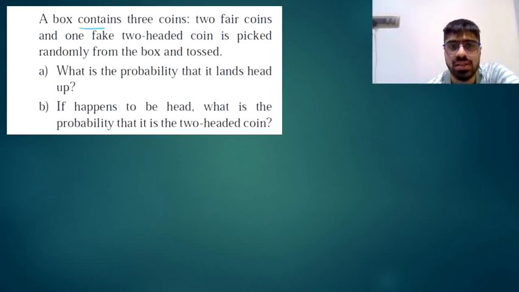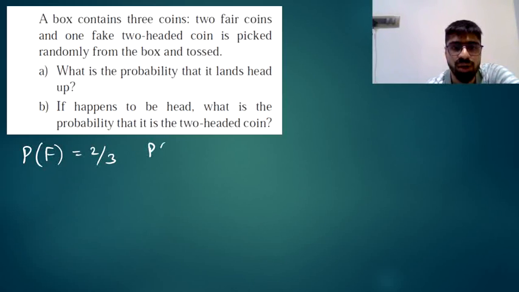A box contains 3 coins, 2 fair coins and 1 fake 2-headed coin is picked up randomly from the box and you are tossing it. What is the probability that it lands heads up? So first of all, what is the probability of selecting a fair coin? Probability of a fair coin getting selected will be 2 by 3. That's because there are 3 coins, 2 of them are fair coins and 1 is a fake coin.